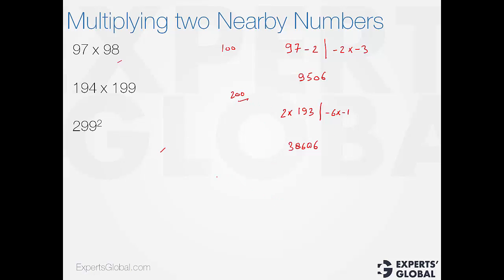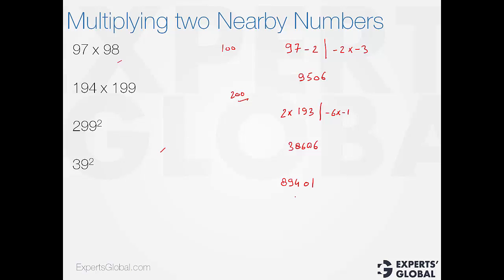299 square. So let's try doing it mentally. 299 minus 1 is 298 into 3 would mean 894. How I did it quickly is 298 is 2 less than 300. So its triple would be 6 less than 900. So that's 894. I get 89401 as the value of 299 square.